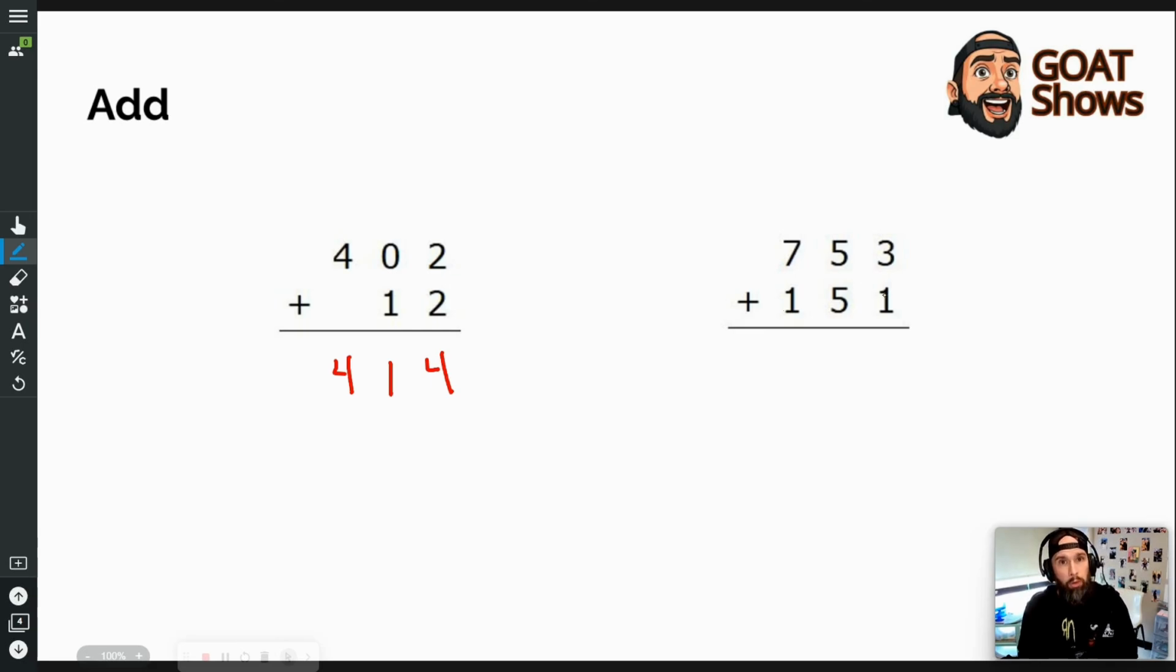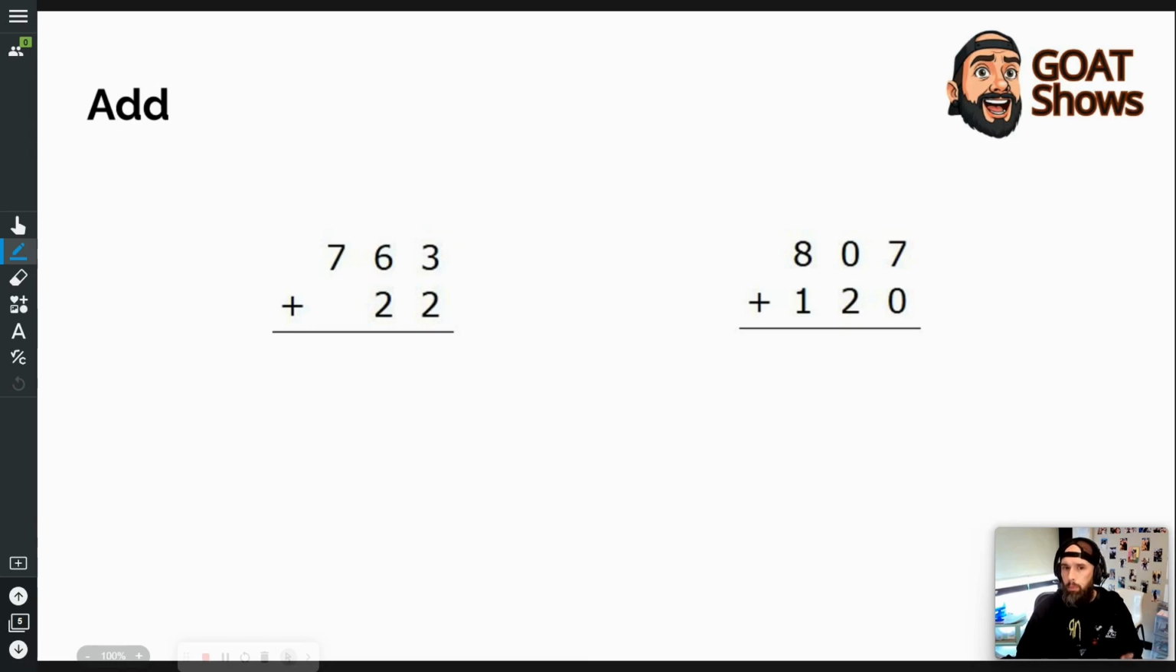Let's look at this one. 753 plus 151. 3 plus 1 is 4. 5 plus 5 is 10. So now we have a number that's 10 or higher. What we're going to do is write out the 0 from the ones place value. Since it's 10, you write out the 0 and carry over the 1. That 1 and that 0 make 10. 1 plus 7 is 8. 8 plus 1 is 9. So our final answer is 904.